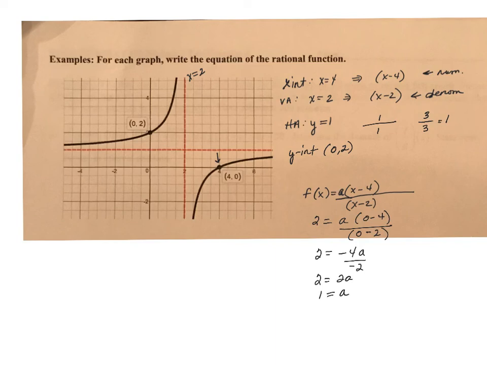So lo and behold, it turns out that the leading coefficient was 1. So that means my final function is f of x equals 1 times (x minus 4) divided by (x minus 2), or you could simplify that. We don't usually include the 1. It would be (x minus 4) divided by (x minus 2).